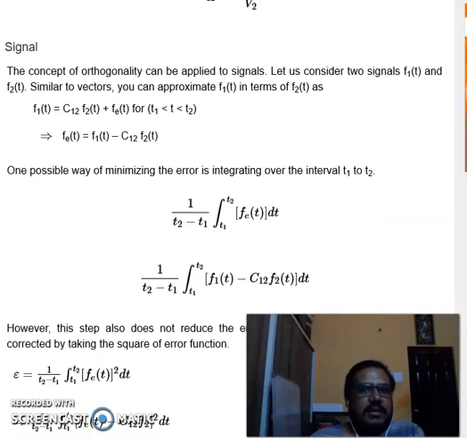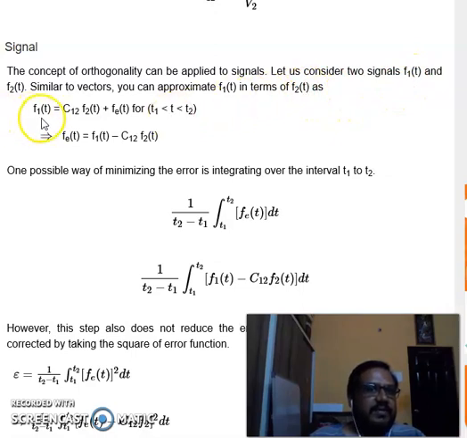Now signals. If we consider two signals f1 of t and f2 of t, and we are trying to approximate f1 of t with f2 of t, then f1 of t is equal to c12 f2 of t plus fe. The error vector is fe. Fe is equal to f1 minus c12 f2 of t. Now we have to minimize fe.